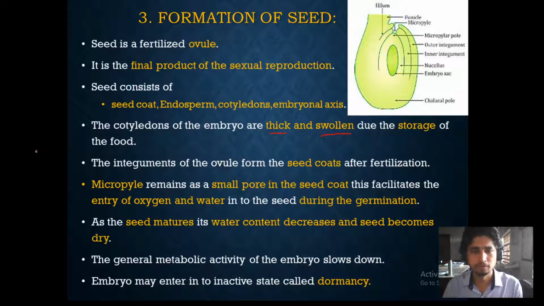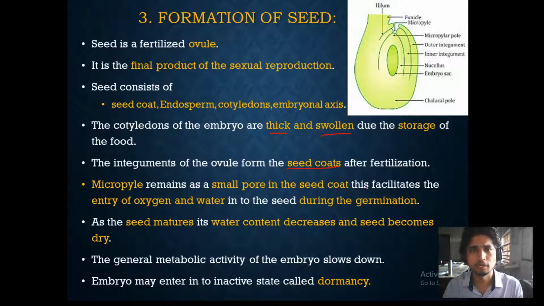The integuments of the ovule, the outer covering of the ovule, form the seed coats after fertilization. The micropyle remains as an opening, and this opening is very crucial because it allows oxygen and water in while germination is occurring. For germination to occur, the seed needs some water. Water is the stimulation for the seed so that it can germinate. That's why, whenever we sow seeds in the soil, we add water. This water is sensed through the micropyle opening, and through this, it gets inside the embryo, and therefore germination occurs.